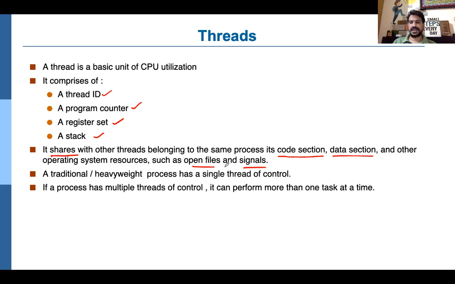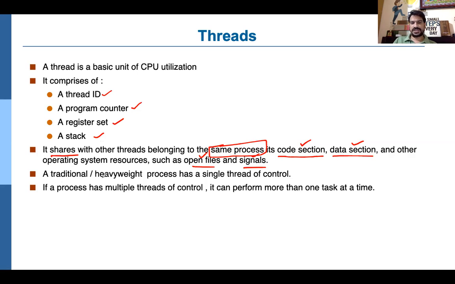But if we create a thread out of a process, or when we create multiple threads out of a process, these things should be common. The common things, that is the code section, data section, open files, and signals, are the same for all the threads belonging to the same process, and all those other things are separate to the thread itself.